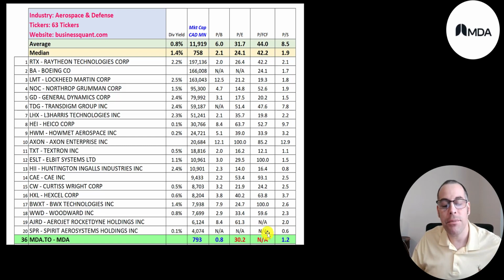We can't look at that price of free cash flow. They do generate a lot of revenue relative to their market cap. Their price of sales is 1.2. A lot better than the average, a little better than the median.